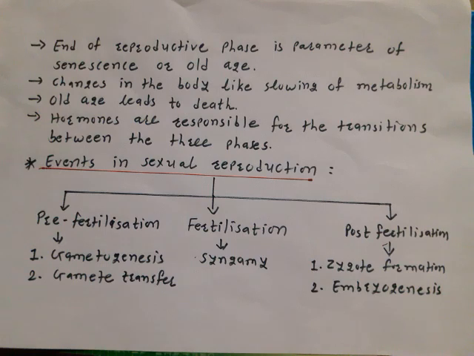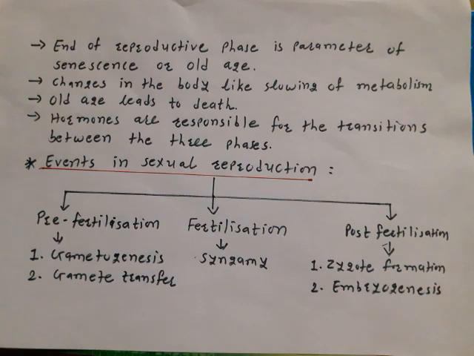During gametogenesis, gametes are formed. It means that in sexual reproduction, male and female gametes are produced during the gametogenesis phase. The second event of pre-fertilization is gamete transfer. During this event, gametes are transferred from one place to another, and that's why it is known as the gamete transfer event. After pre-fertilization events, the fertilization process takes place. It is also known as syngamy. Here fusion of gametes takes place.